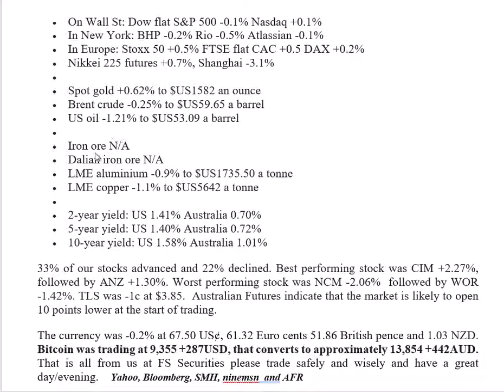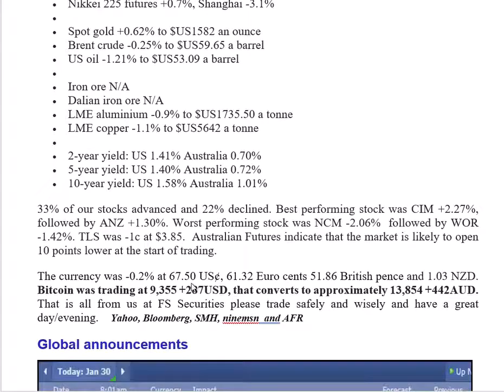We give you also the iron ore price, which happens to be a major factor in the price of BHP, Rio and Fortescue. And remember that iron ore is traded mainly, for our benefit, on the Chinese market, and because the Chinese market this week is closed because of the lunar annual leave holidays, it's closed for the whole week, and iron ore is not being traded, so that's why it's not available. But we also show you more information about the 33% of our stocks that advanced and 22% that declined, the best performing stock and also the worst performing stock.